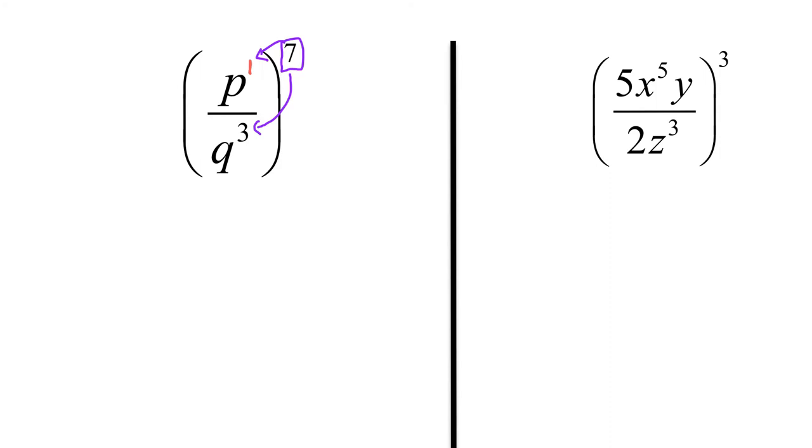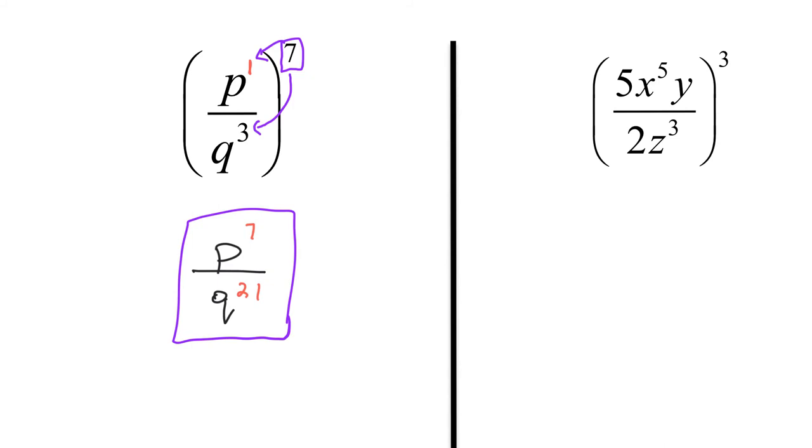So I'm going to keep my fraction line. There's the base P, and on the top, 1 times 7 is going to be 7. So I put 7 here. And on the bottom, we have a Q, and 3 times 7 is 21. So my answer is P to the 7th power over Q to the 21st power.